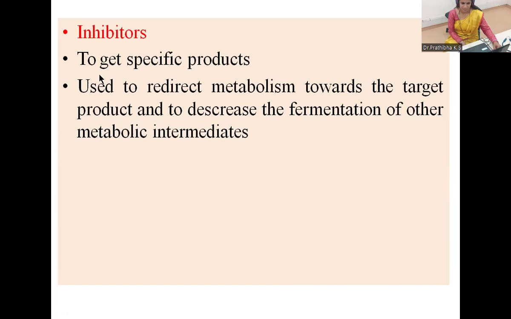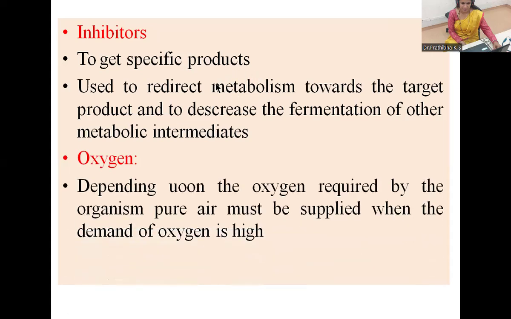parameters in the fermenter vessel, like inhibitors. To get specific products, we can use inhibitors. These are used to redirect metabolism towards the target product and to decrease the fermentation of other metabolic intermediates. So in the fermenter vessel, we add this inhibitor to decrease the other metabolic intermediates. We use these inhibitors, which focus mainly on our target products. Then coming to oxygen. Depending upon the oxygen required by the organism, pure air must be supplied whenever there is a demand for oxygen.